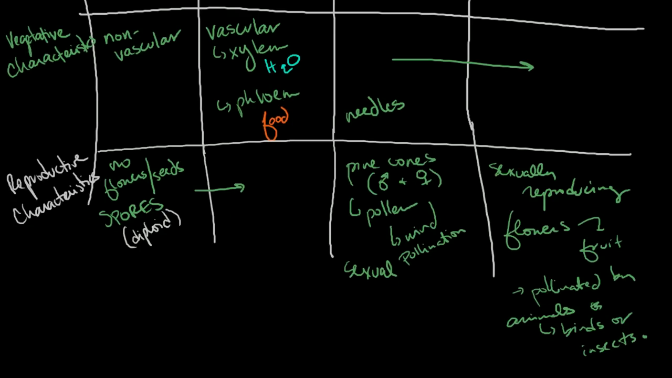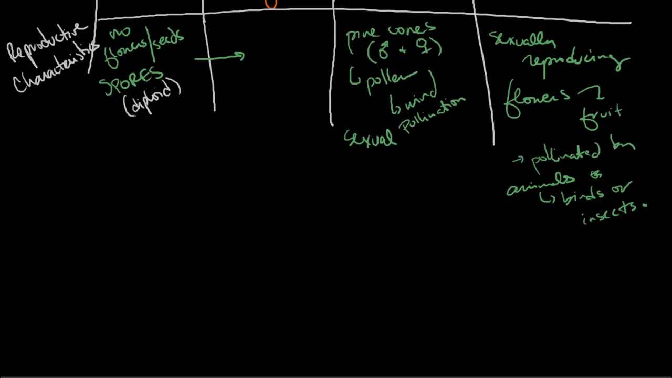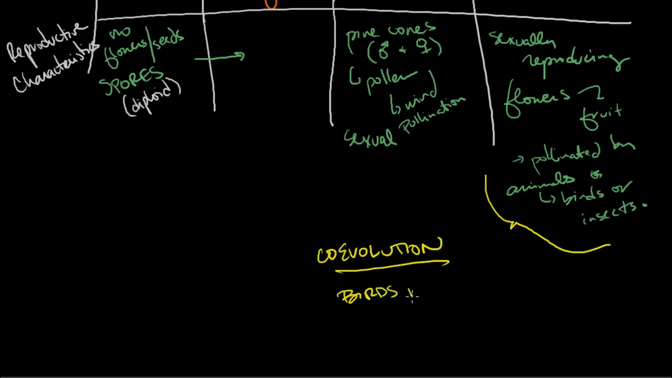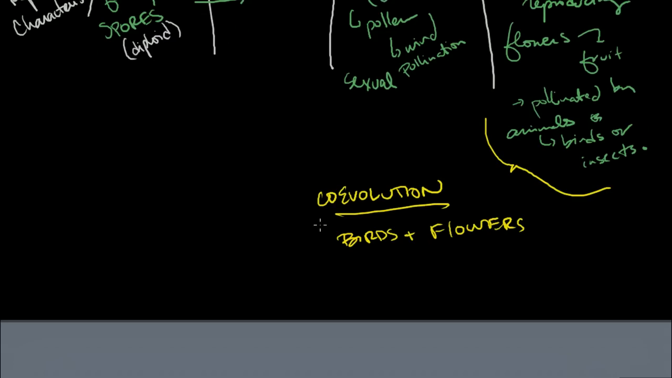So what's interesting about this, and just to make another connection, I hope that you're finding that interesting and good for review, is that there's a process of coevolution happening between birds and flowers, or even bees and flowers. So let's talk a little bit about that. Co means together, so they're evolving together.